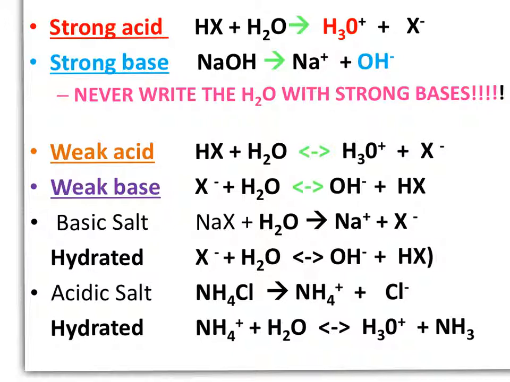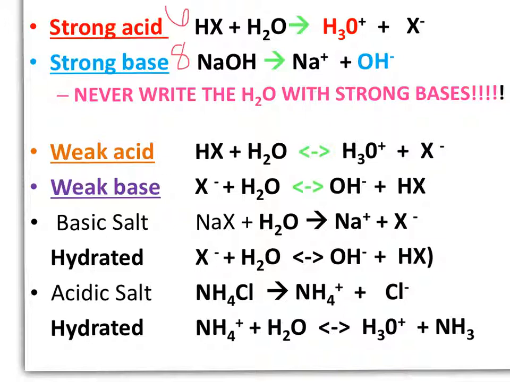But how many strong bases are there? 8. There are 8. How many strong acids? There are 6. There's only one strong acid that this won't work for. Which one is it? Sulfuric acid. Why? It's diprotic. Very good. Notice the little purple part that's very important. Never write the water with strong bases. You can, but it makes it more complicated to balance it. Leave the water out of strong bases.